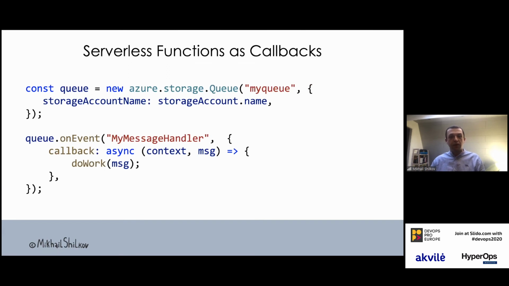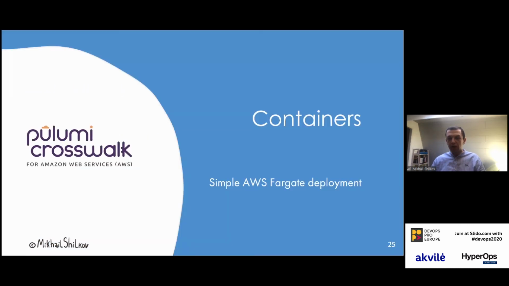You can also do this for things like queues. So you define a queue in your storage account, you put it in the same Pulumi program, and then you do it like you would do in Node programs. You say queue.onEvent and then pass a callback, and this callback will be called every time there is a new queue message. So this opens up some doors to mixing infrastructure and application code.